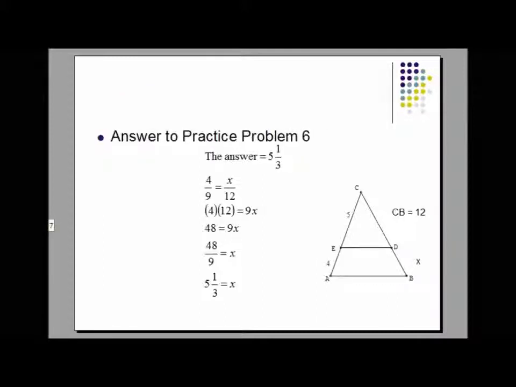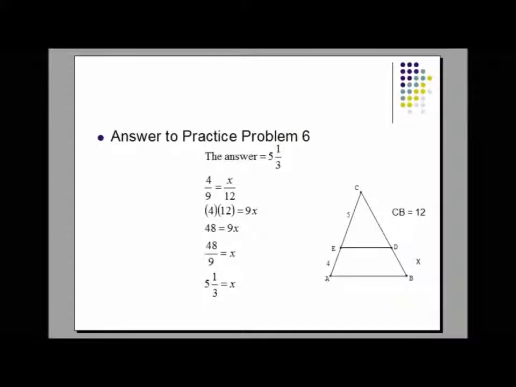The answer to problem 6 is 5 1/3. Recall that we need to know the entire length of side AC, which we find by adding 4 plus 5, which is 9. We know the entire length of side CB is 12 and that BD equals x. Therefore, we set up the proportion 4 over 9 equals x over 12.